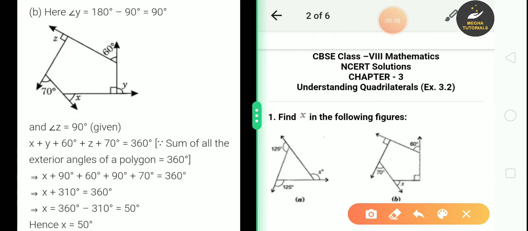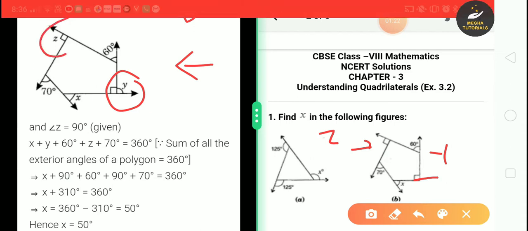Okay. Then please check the question 2. In this figure, consider this exterior angle as y and consider this exterior angle as z. Okay, please see this in diagram. So for y, we can say that internal angle is 90 degree. So using linear pair, we can write angle y is equal to 180 minus 90 degree, that is 90 degree. And on this side, angle z is given as 90 degree.